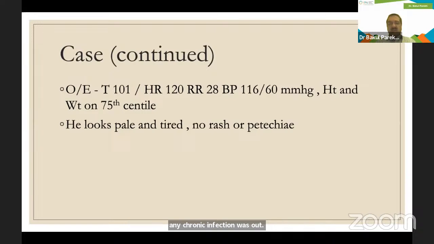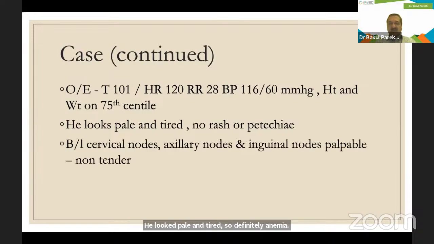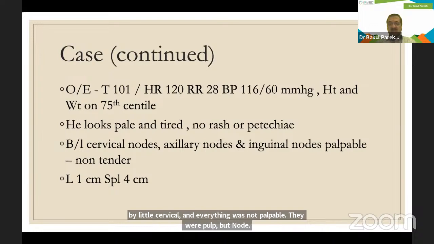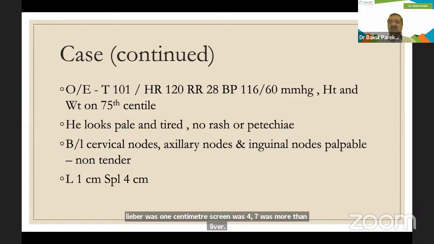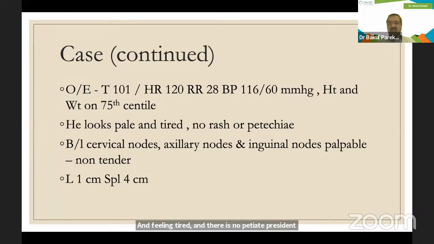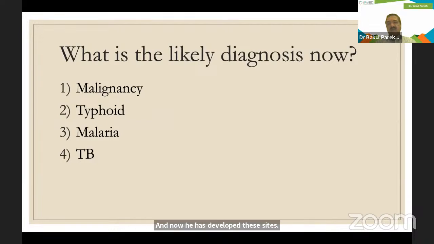There was no rash or petechiae. And bilateral cervical nodes were palpable, but not tender. And liver was 1 centimeter and spleen was 4 centimeters. So spleen was more than liver, with anemia and feeling tired, and there is no petechiae present, and the child had grown well till now, and now he has developed these signs. Other systems were normal.